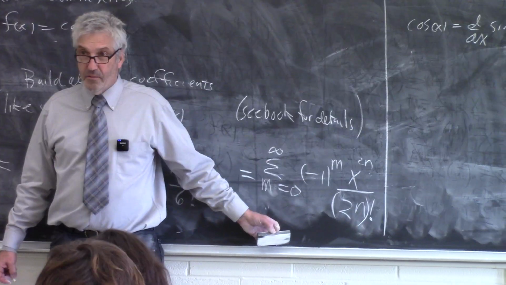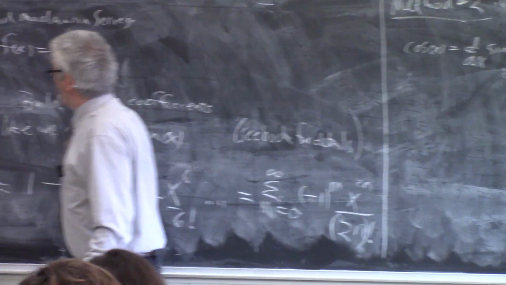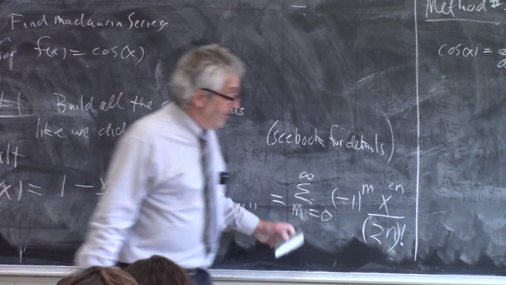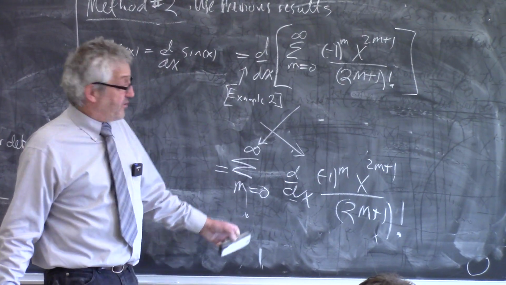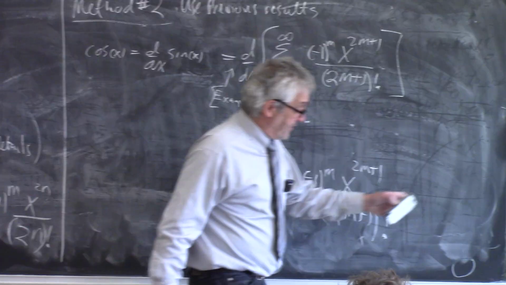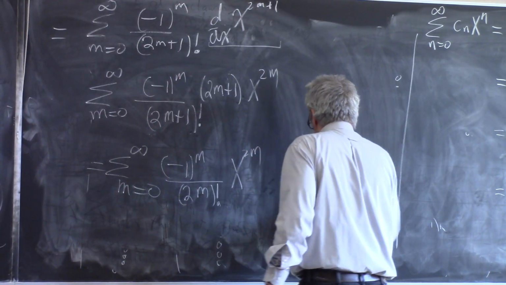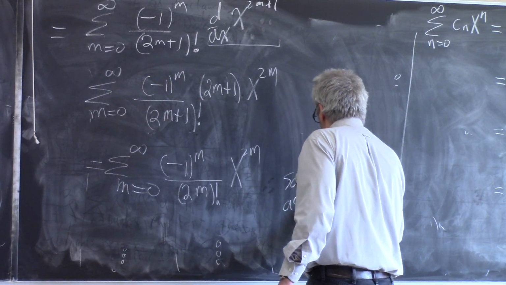Same thing, same result. Isn't that cool? So if you go through all the stuff of building those coefficients using the formula for building coefficients, you get this series. Or if you use our previous technique of finding a derivative term-wise, you get the same result. Same result as other method.